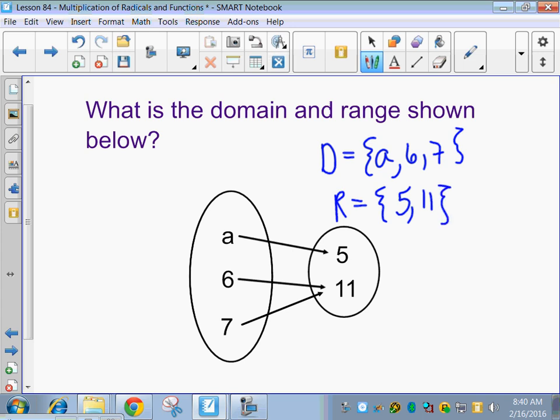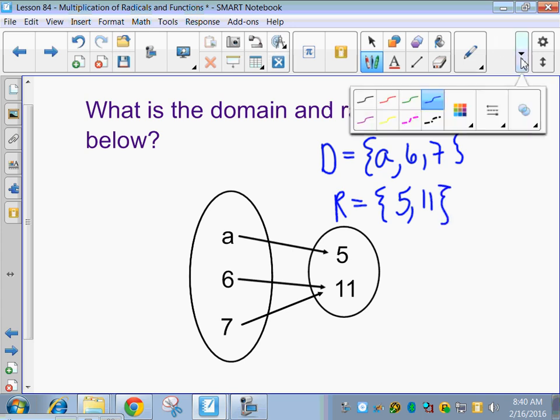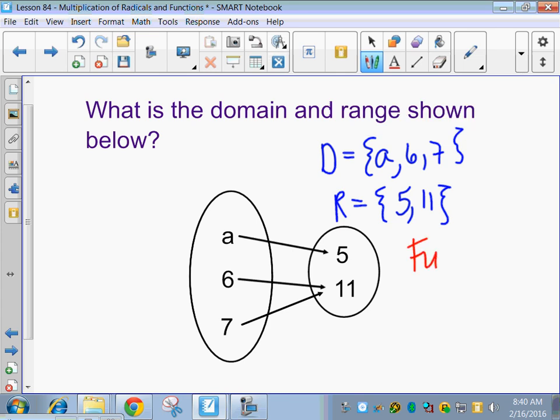Okay, and this didn't actually ask, but let's go ahead and ask ourselves, is this a function? Yes or no? Nate, what do you think? Yes. You are correct. Okay, the only time it doesn't work is when one number goes to two numbers. This one's good to go. It is a function.